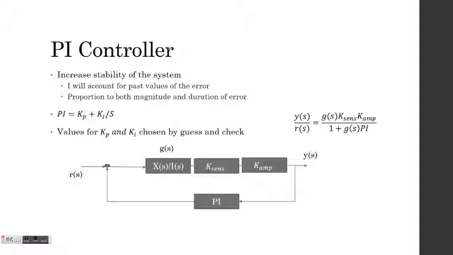However, since the integral term responds to accumulated errors in the past, it can cause the present value to overshoot the set point. Here again is a model of the PI controller, and on the right hand side you can see the closed loop transfer function, which includes the PI controller.